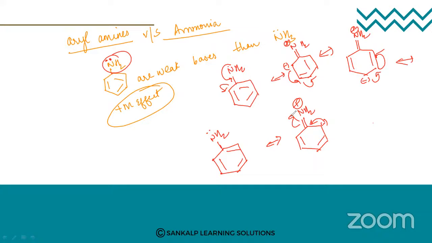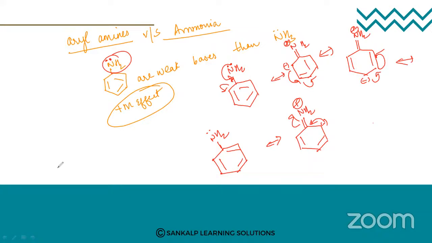So the lone pair of electrons on the nitrogen are not freely available. They will undergo resonance stabilization. You can see the lone pair of electrons are available in the conjugation system. Because of that, they are not available for protonation. Hence they are less available for protonation.